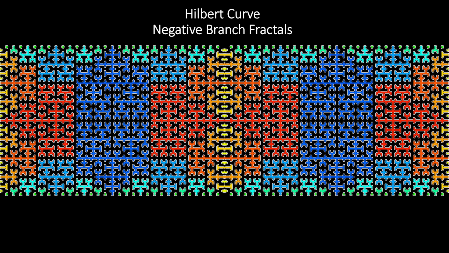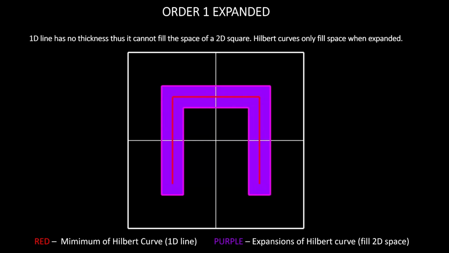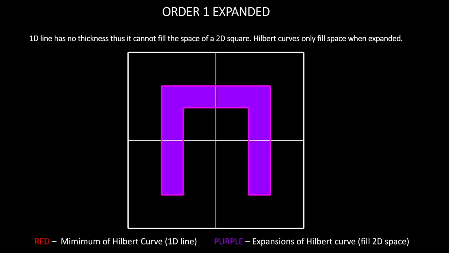And on to a new discovery, Hilbert curve negative branch fractals. A 1D line has no thickness, thus it cannot fill the space of a 2D square. Hilbert curves only fill space when expanded. In red is the minimum of a Hilbert curve, a 1D line, and in purple are the expansions of a Hilbert curve that fill 2D space.